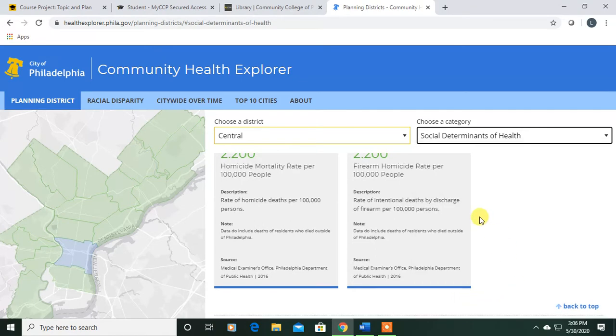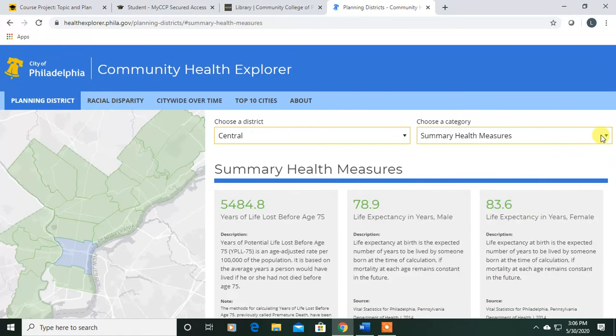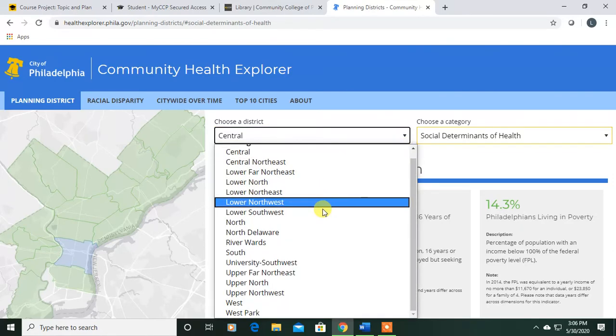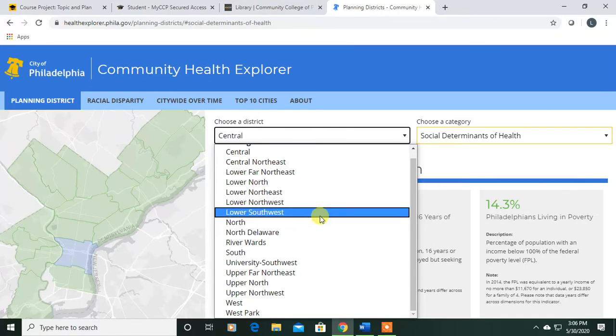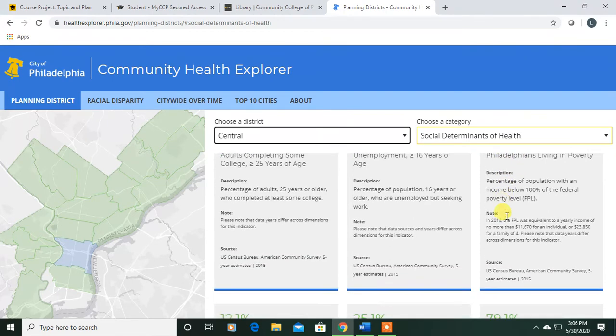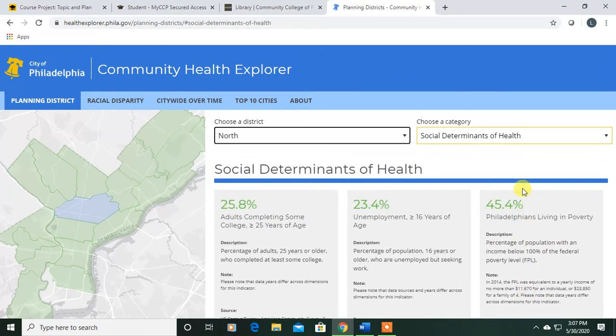So let me find this again. I kind of messed that up when I scrolled around. So let's do this. Okay, and then we'll go back to social determinants of health. There you go. So you think about it and say, okay, which of these 2 districts do I think would be very, very different in terms of things like living in poverty, college education, and you're going to choose 2. So for instance, the Central District has 14.3% of Philadelphians living in poverty. Let's look at child poverty, 12.1% of children, and North is very, very different.